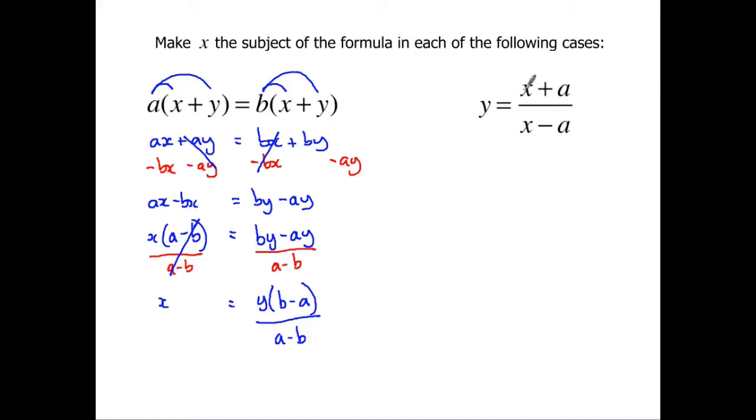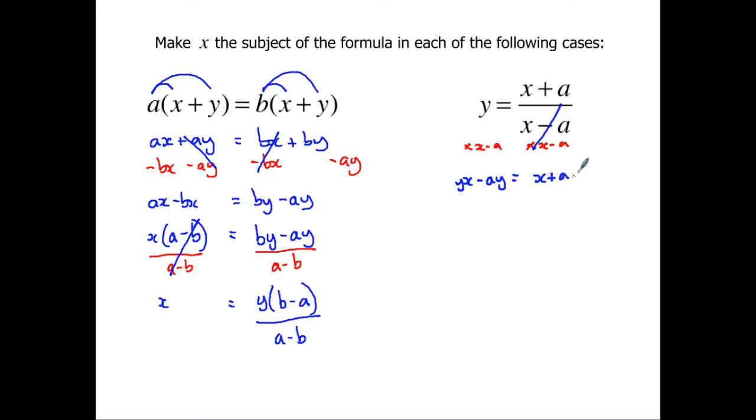So again, we've got 2 x's in this situation. I need to first of all get rid of this fraction, get rid of the bottom half of this before I can deal with this. So I need to multiply both sides by x minus a. When I do that, I could write this with brackets, but I'm going to just expand them straight away here. So I'll get yx minus ay. I've already cancelled out the bottom half of that fraction by multiplying, so I've just got x plus a left over here.